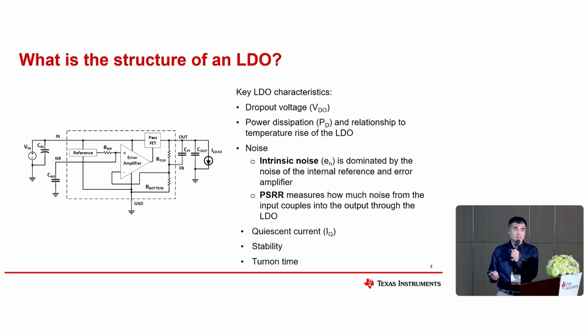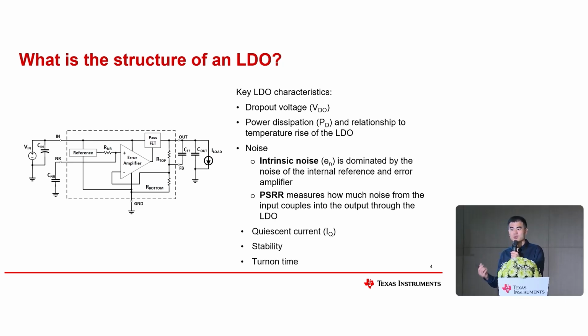So what is the dropout voltage? The LDO requires a minimal voltage to regulate the output voltage. In the classic LDO, it may require 1 volt. But for most LDOs designed today in the market, maybe only 40 or 50 millivolts are needed. It's very low, and it also helps to optimize your LDO supply efficiency.